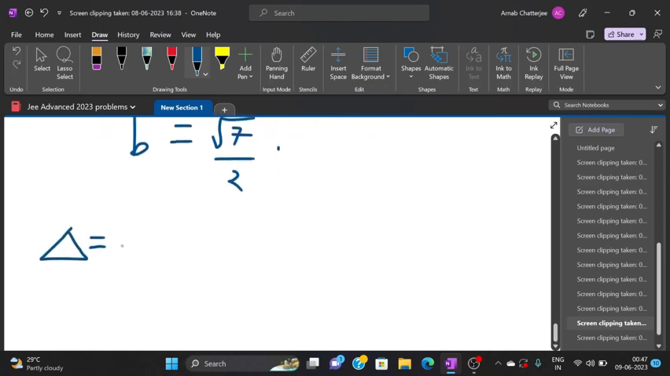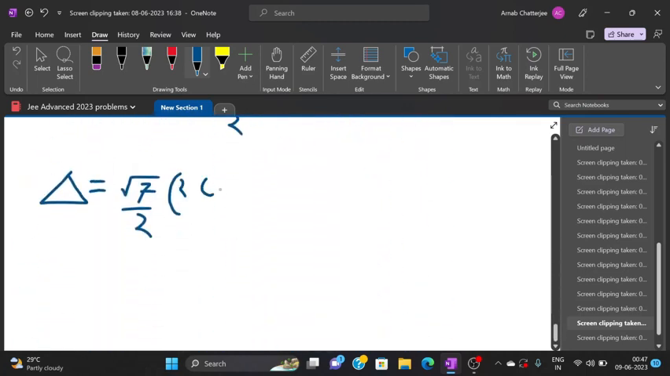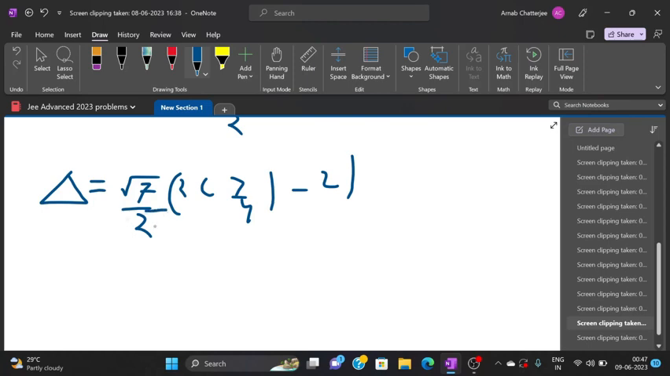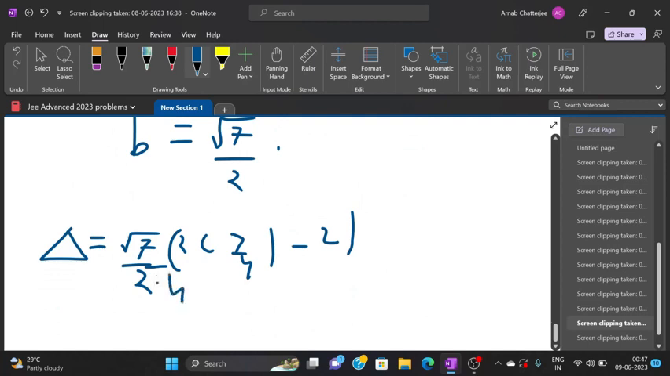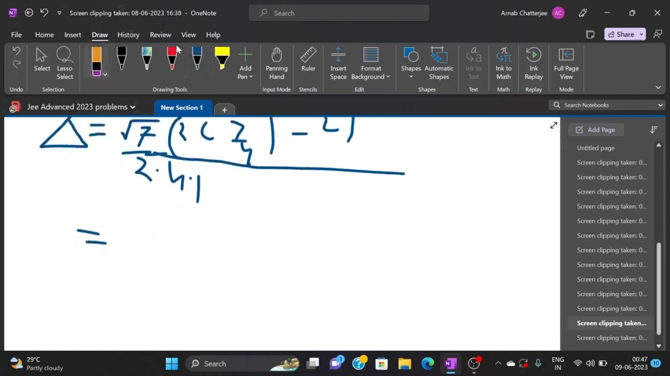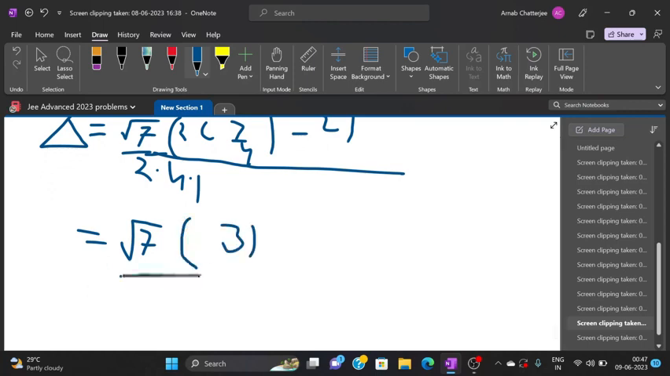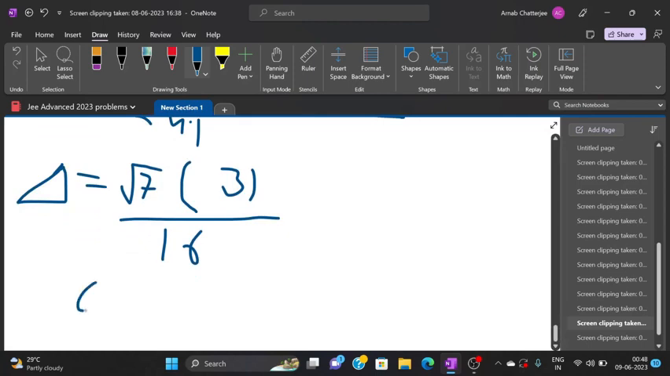Area of the triangle is root 7 by 2 times AC, which was equal to 2b square minus 2. So 2 times 7 by 4 minus 2, divided by 2r, 4r. So 4 into 1. So this is equal to root 7. This is equal to root of 7 into 7 by 2 minus 2, that is equal to 3 by 16. So delta equal to 3 by 16, and we have to find 64 delta.